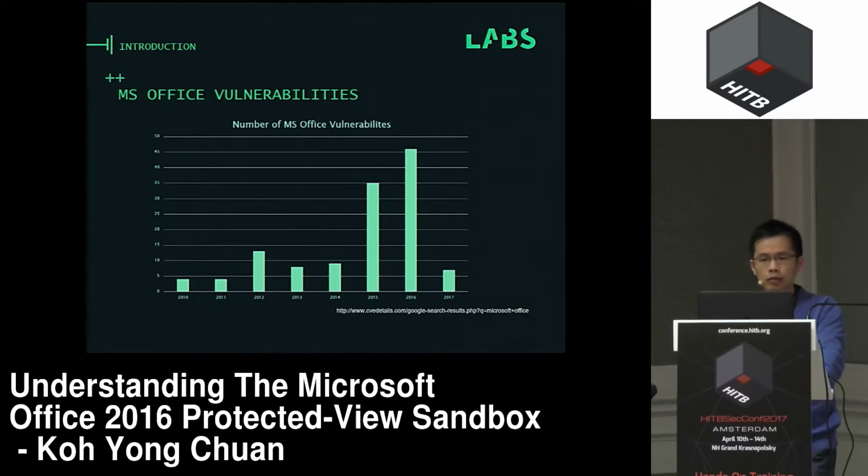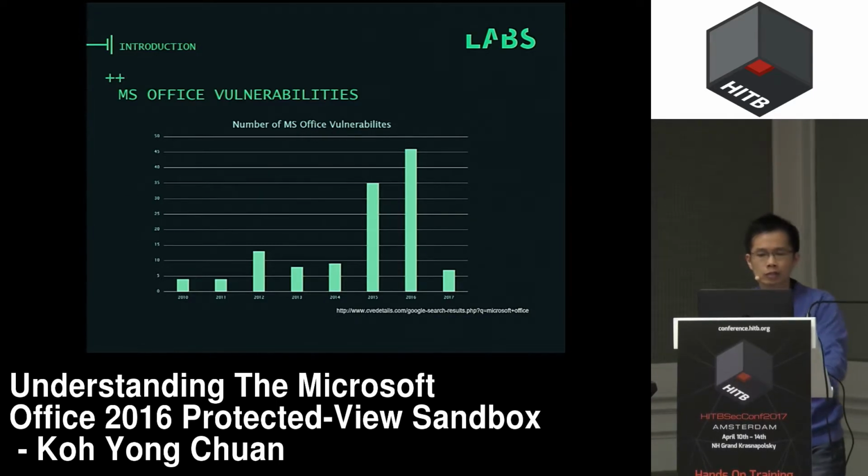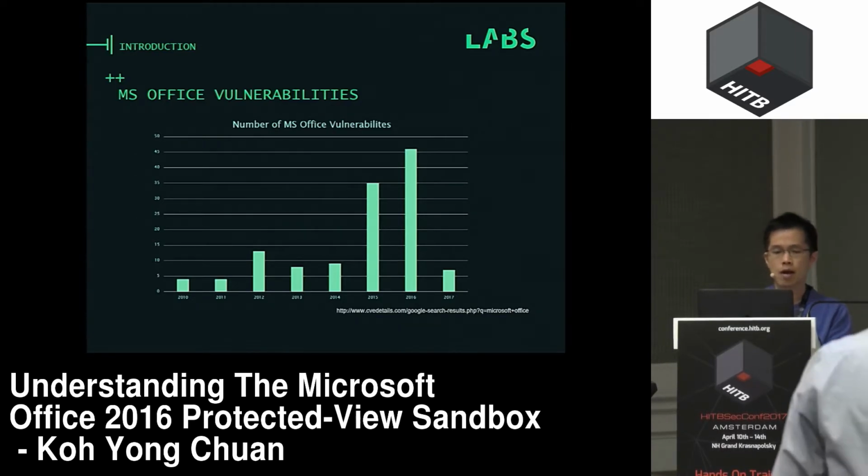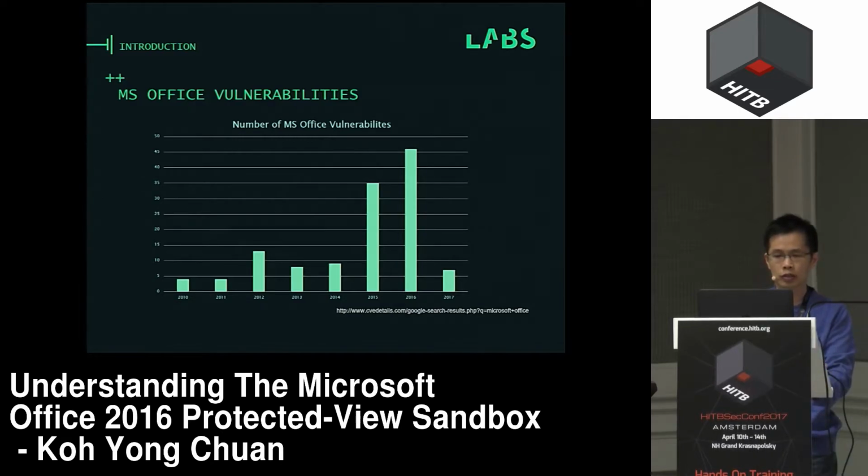In this and the next slide, we will try to deduce why Microsoft decided to implement the protected view sandbox. Here we see the number of vulnerabilities that affected Microsoft Office for the last 7 years. From 2010 to 2014, the number is actually less than 15 for each year. This is a very low figure considering the huge and complex code base that Office is built on, and also the popularity of this set of applications.